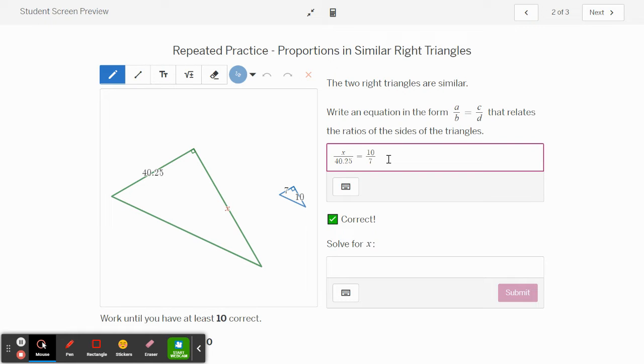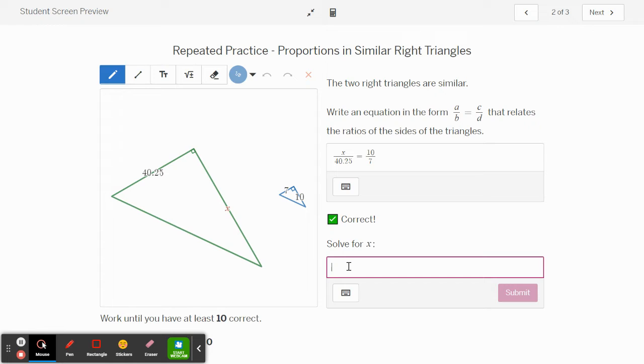After you get it right, you need to solve it. So you can do your cross multiplying. So if I do my cross multiplying, I'm going to get my answer. I'm going to solve it on my own paper. And I'm going to do 10 times 40.25. And that's going to be equal to 7 times x. Then I'm going to divide both sides by 7.